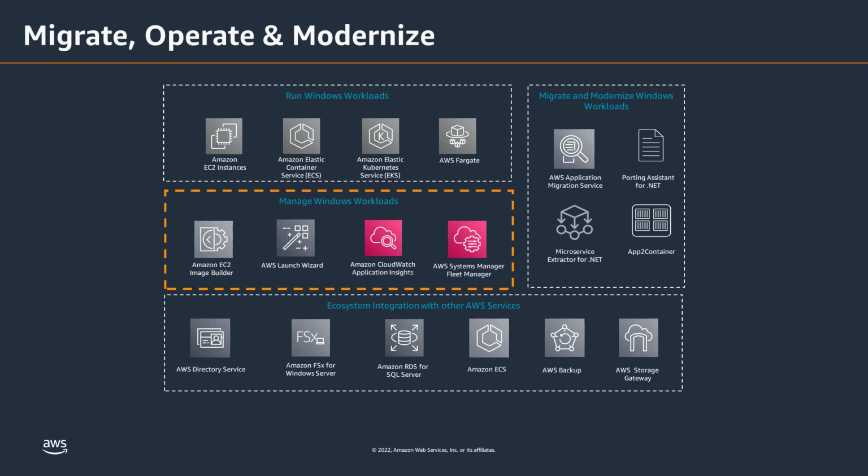We also offer Windows integration with our larger ecosystem of AWS services. And these tools and services are designed to help modernize as well as migrate. So you have services such as Porting Assistant for .NET, which is an analysis tool that scans .NET framework applications and helps you port your applications to Linux faster. And there's also App2Container, which allows you to easily modernize your existing applications and standardize the deployment and operations through containers.